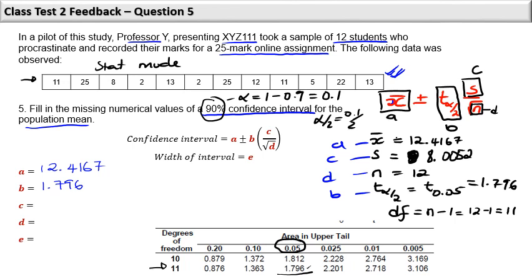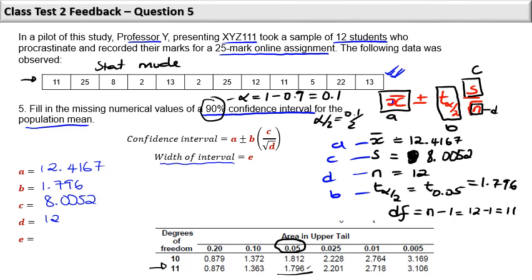1.796, and then our C, which is our standard deviation, is 8.0052, and then our D is our sample size. It's not what we get as the square root of 12, but it is 12. And then our E, they are asking us what is the width of the interval.